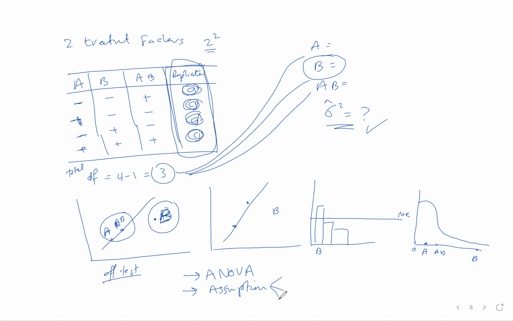But what if the assumptions are not satisfied? Whatever the design you are working with, maybe you are working with completely randomized design, randomized complete block design, balanced incomplete block design, Greco-Latin square. What if one of the assumptions is not satisfied, especially normality and/or constant variance? You need to find some transformation.